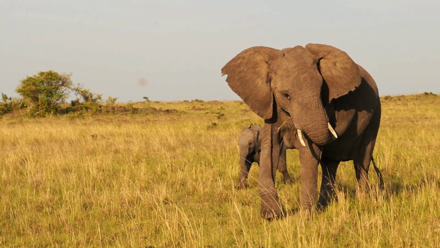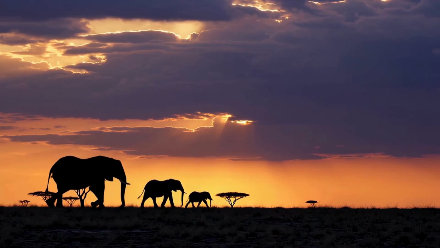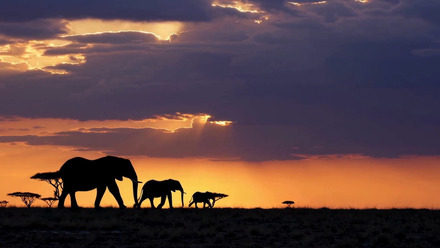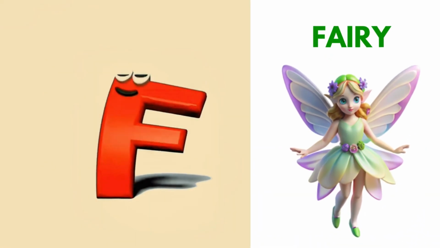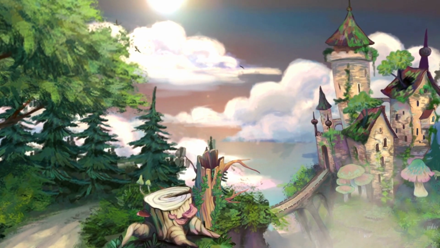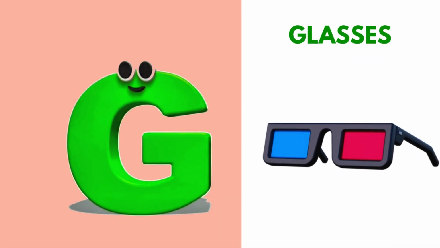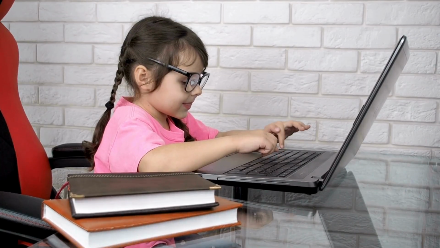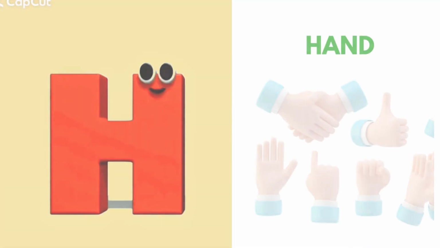E, elephant. F is for fairy. Fairy. F, fairy. G is for glasses. Glasses. G, glasses. H is for hand.